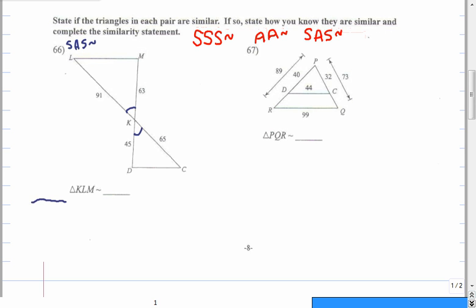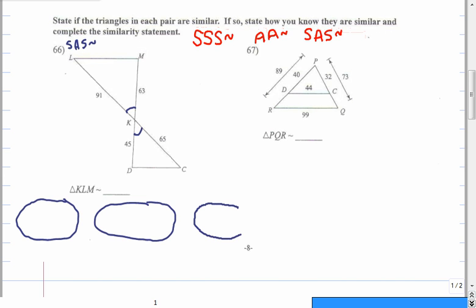So side, angle, side. We need 3 bubbles at the top level because there are 3 letters in our conjecture. So let's start with the easier part. Let's label our triangles first. So between 63 and 91, the small side is 63, so the large side is 91. Between 45 and 65, the small side is 45. So the large side is 65. Very good. So now let's plug this in.